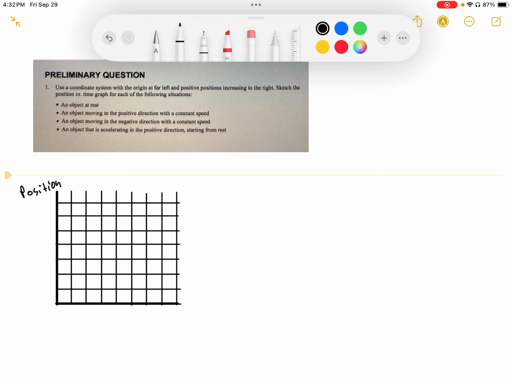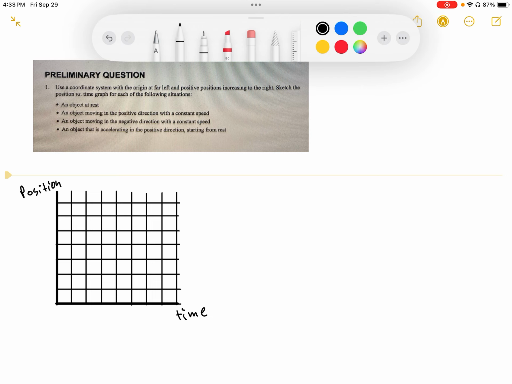Ignore my cat in the background. Okay. So there's my position, there's my time. So basically, we'll look at these four scenarios. There you go. Shh. Sorry, my cat is going crazy. We'll look at these four scenarios and talk about what we should expect to see.